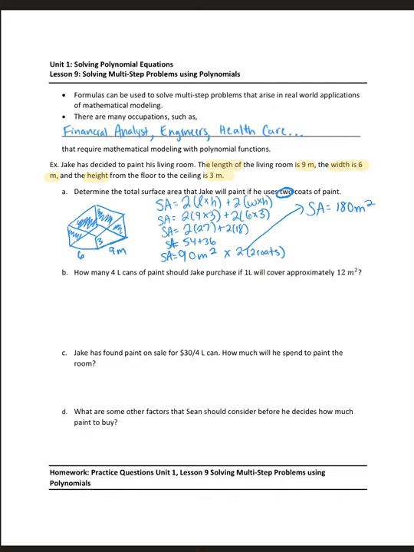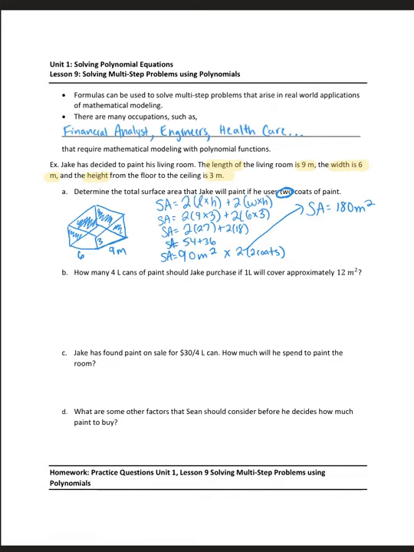But then the real world application starts coming into account with saying, okay, how much paint do we need? How much is this going to cost? What other things should we consider? So let's try answering some of those questions. How many 4-liter cans of paint should Jake purchase if 1 liter will cover approximately 12 meters squared?